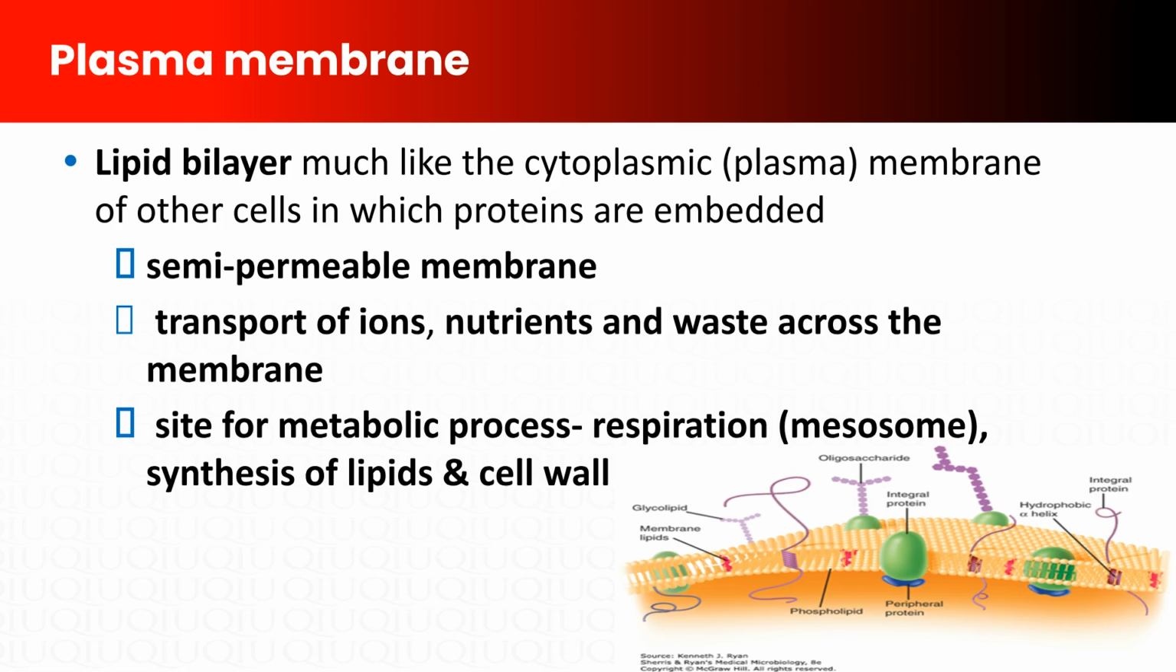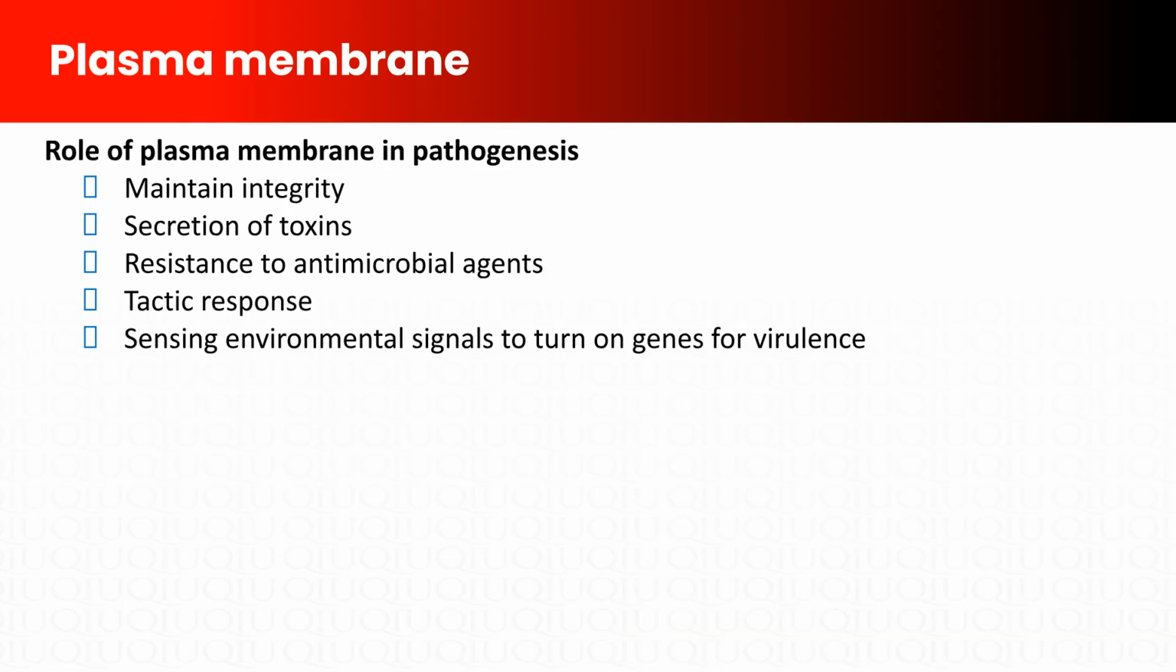The plasma membrane is a semi-permeable lipid bilayer with embedded proteins. It is crucial for the transport of ions, nutrients, and waste. It also serves as a site for metabolic processes, including respiration and the synthesis of lipids and the cell wall. The plasma membrane plays a role in pathogenesis by maintaining cellular integrity, secreting toxins, and contributing to resistance against antimicrobial agents. It also facilitates a tactic response and senses environmental signals to activate virulence genes.